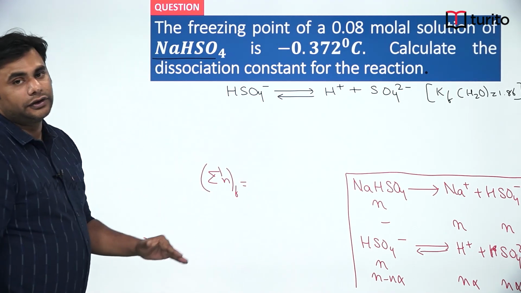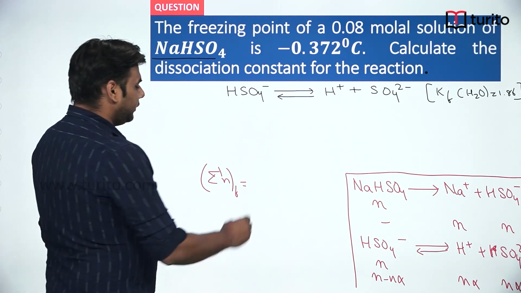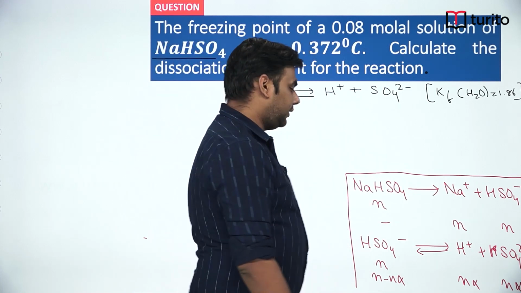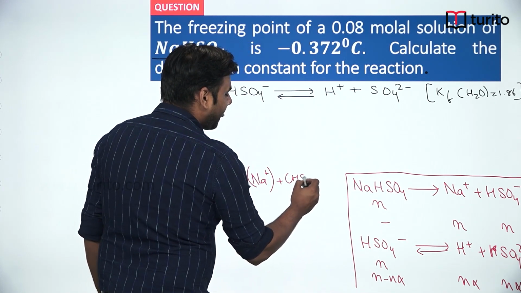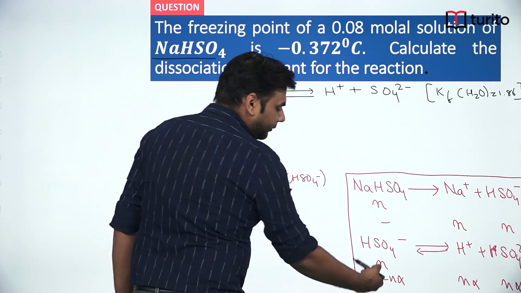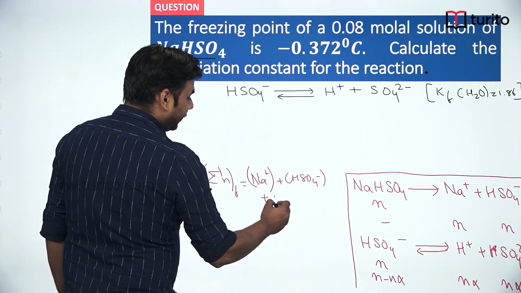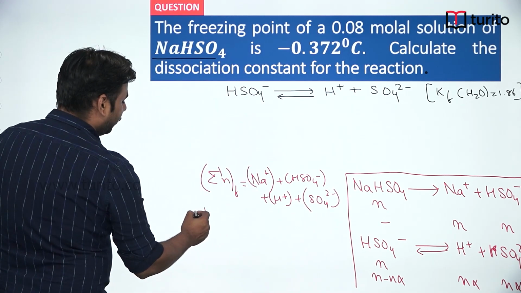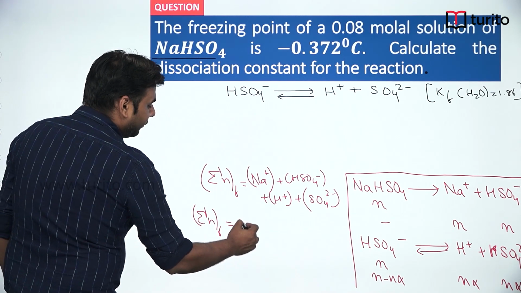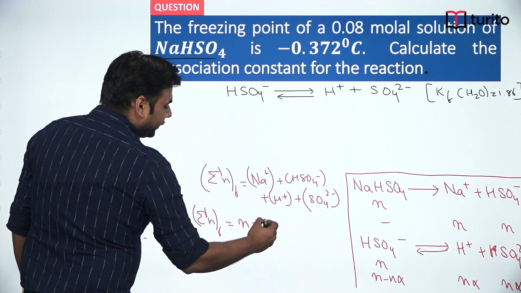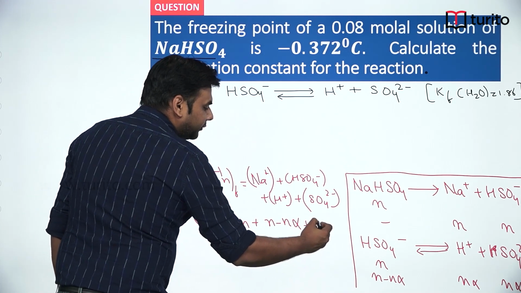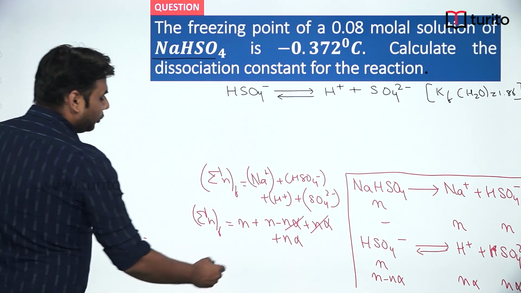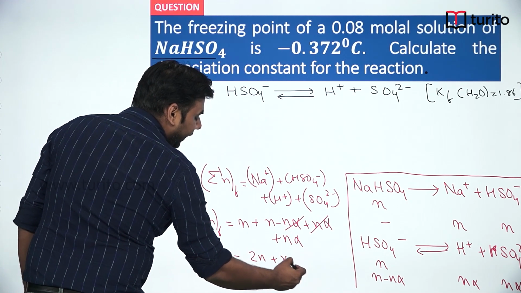Now in the final solution, what particles are present? Na plus is present, some leftover HSO4 negative is present, H plus is present and sulfate ion is also present. So the total number of particles finally: Na plus was n, HSO4 negative is n minus n alpha, H plus is n alpha, sulfate is n alpha. You can clearly see they will cancel out. So the total number of particles would be 2n plus n alpha.